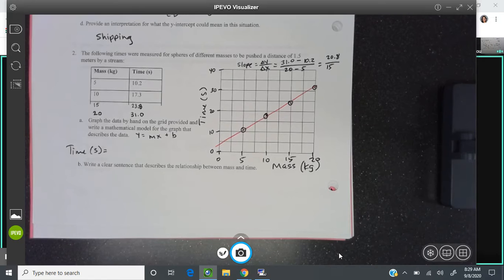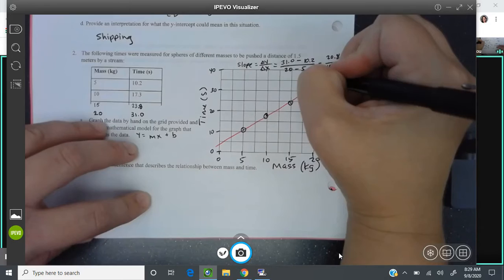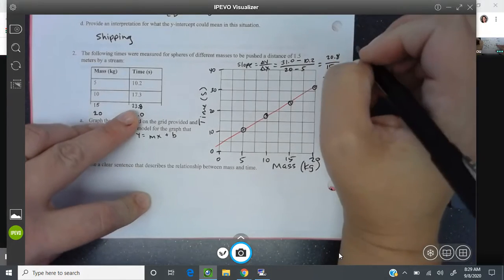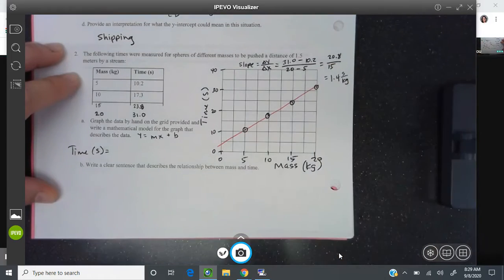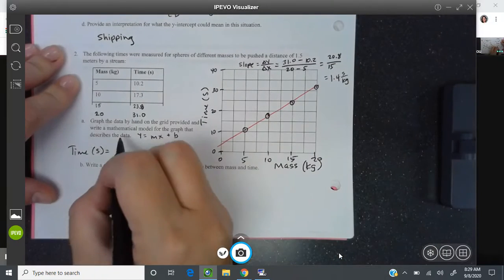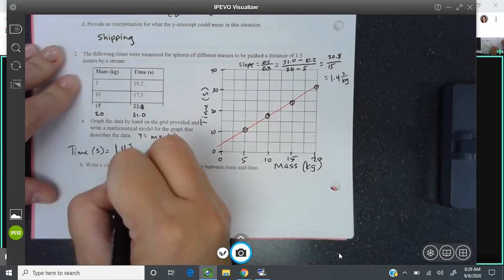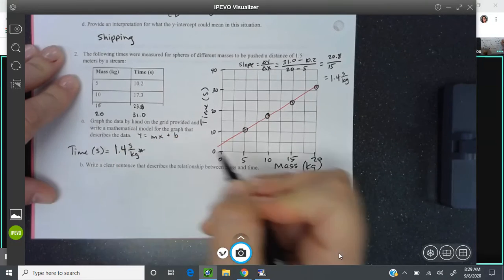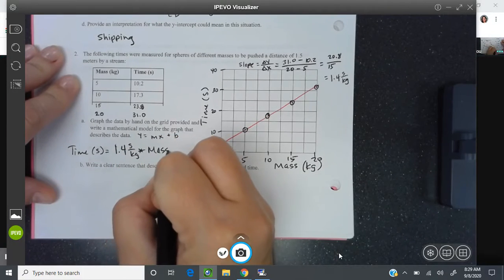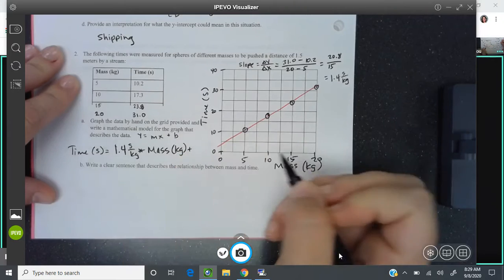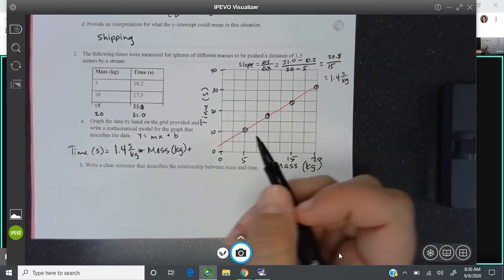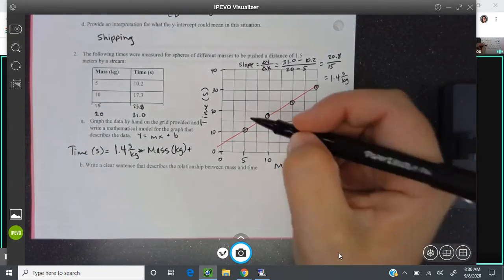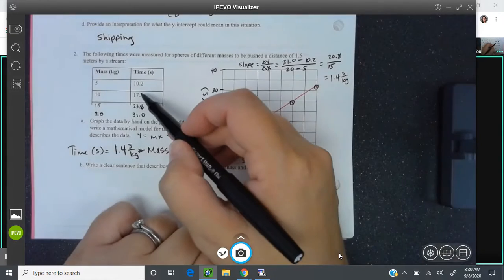Pulling out a calculator, 20.8 divided by 15. I got 1.4 seconds per kilogram. So I've got 1.4 seconds per kilogram times mass in kilograms plus, and then I have an intercept, and I have to figure out what my intercept is going to be. I'm just going to calculate this by looking at the differences between these.